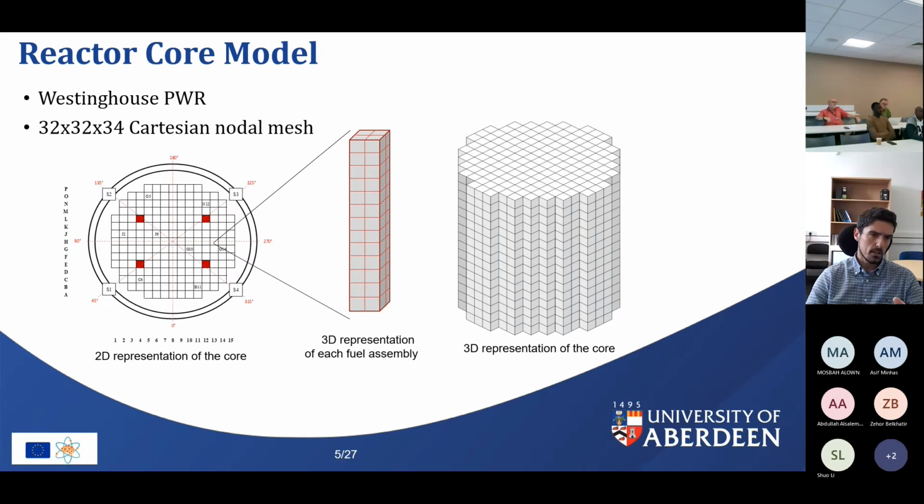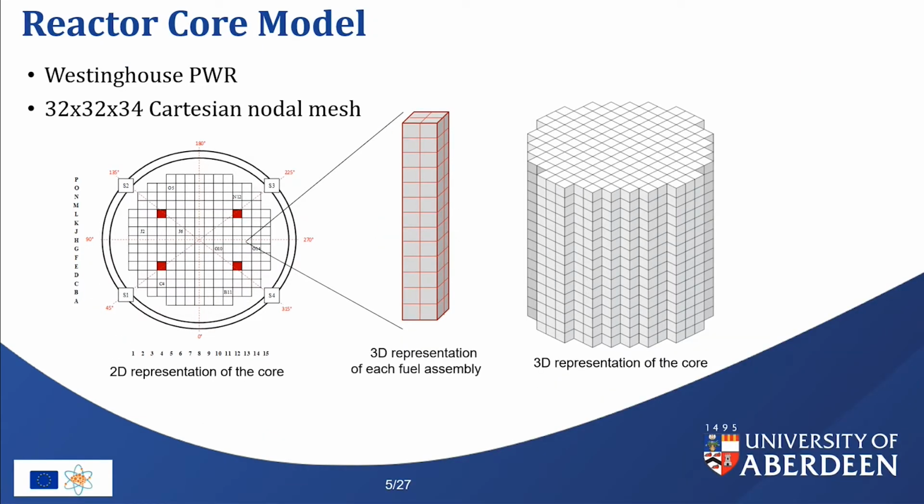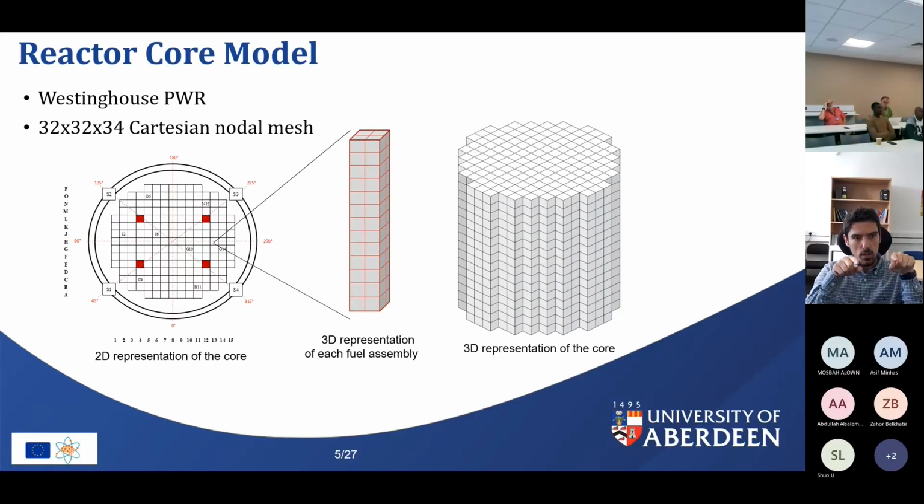Now, on this 2D representation of the core that you can see on the left-hand side, that's a schematic example where you can see in the periphery S1, S3, S4. These are the ex-core detectors, but also you can see at the very center of the reactor, you can have the in-core detectors. And then you can understand that a rectangle is just a fuel assembly, and you can have a collection of fuel assemblies within the reactor core.